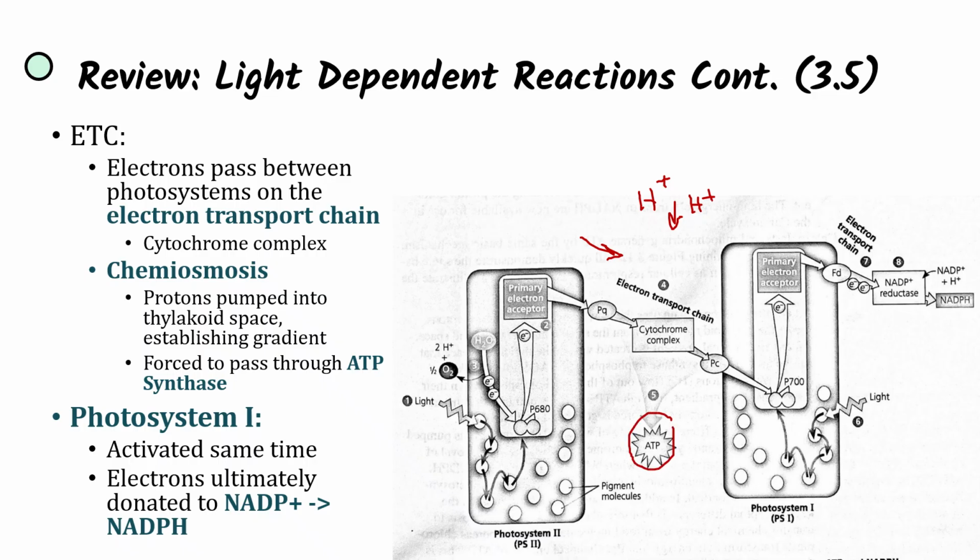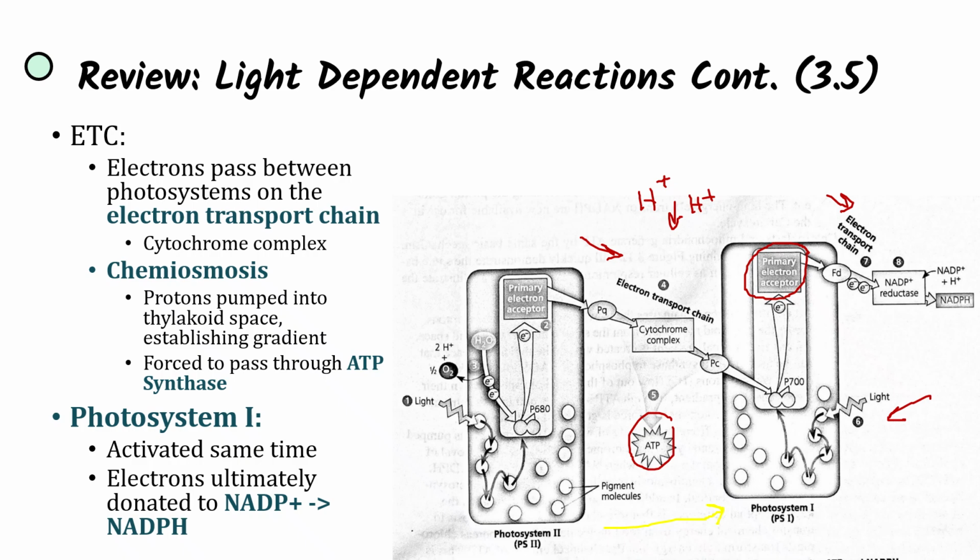Lastly, simultaneously, light has been hitting photosystem 1, and the same thing is happening where an electron has been raised to a higher energy state. It's jumping around. It eventually reaches its primary electron acceptor and gets sent down another electron transport chain, and the electron lost from PS1 is going to be replaced by the one from PS2, while, as you recall, the one from PS2 is being replaced by the breakdown of water.